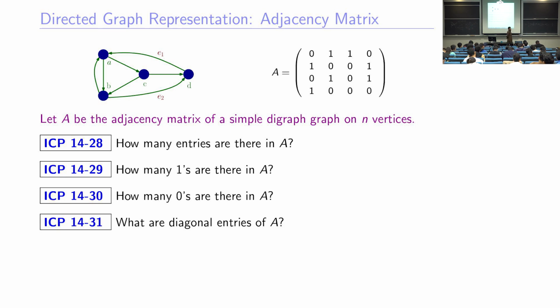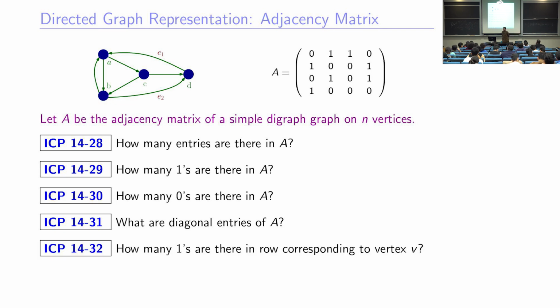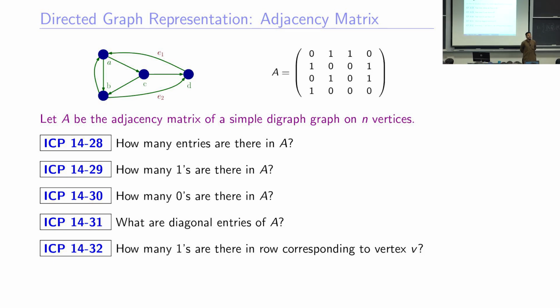Diagonal entries will mean self loops, if they are allowed. Generally, for simple graphs, we will not allow them, right? This is an important question, please pay attention to it. How many ones will be there in the row corresponding to the vertex V? Degree plus of V, the out degree of V, right? How many edges from V to other vertices? So the number of ones in V's row will be the out degree of V.